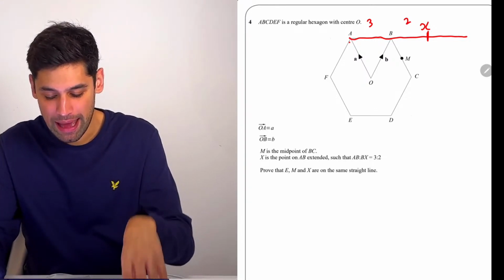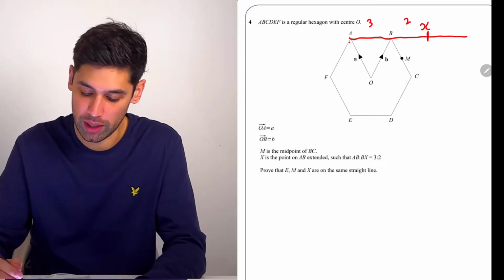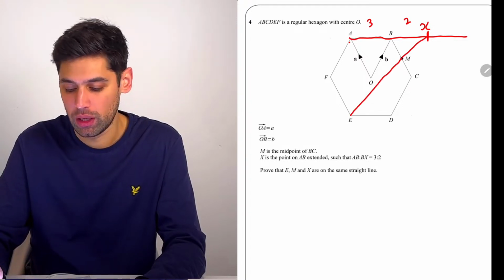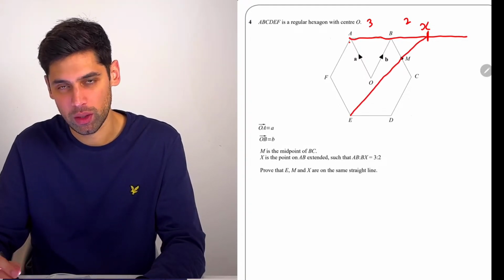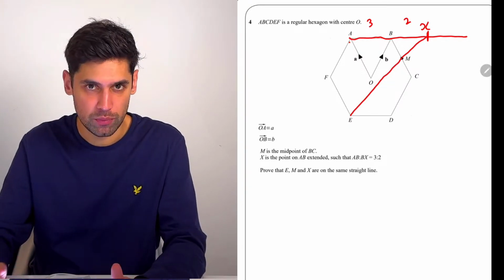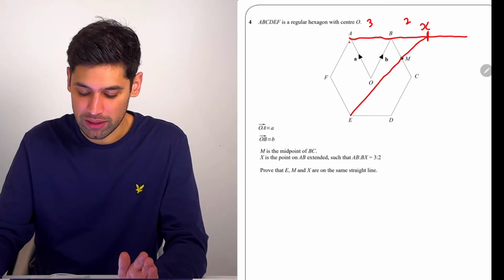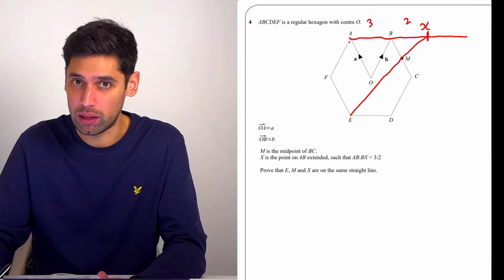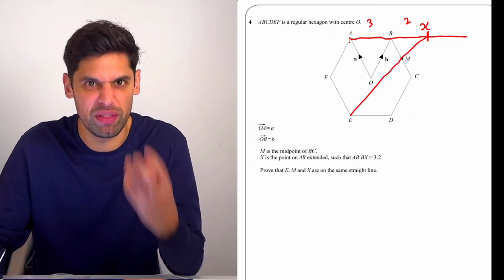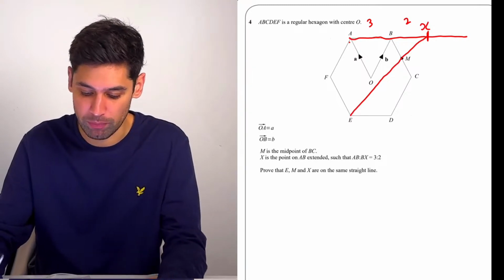Prove that E, M, and X are on the same straight line. So E to M to X is going to look like that. I curved it a little bit at the end just to make it work, but we're trying to prove that that is the same straight line. Now, proving vectors are on the same straight line and proving that they're parallel is really, really important. This is what these big questions are really made up of, these type of questions.